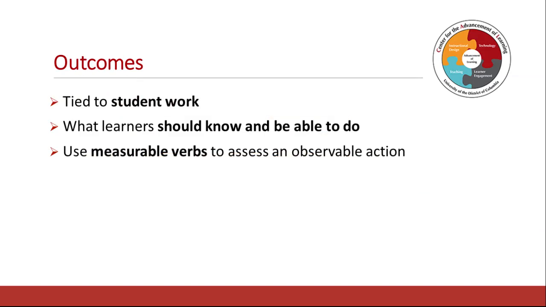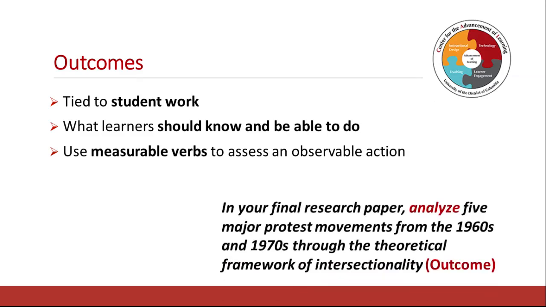Finally, there are outcomes. Outcomes are the most specific of the 3 terms. And while objectives are tied to the instructional materials that support student learning, outcomes are tied to student work products, or the results of the learning. Outcomes describe what learners should know and be able to do by the end of their courses. And like objectives, outcomes use measurable verbs. Outcomes are intentionally specific, since they are tied to student work. You can see in this example the specificity of this particular outcome.